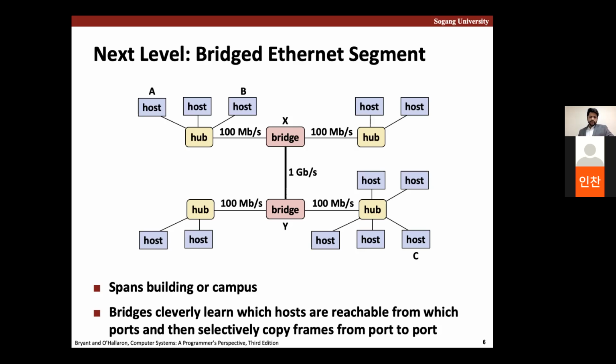Usually the bandwidth of the wires can be different for each bridge. For example, the bridge-to-bridge wire has 1 gigabit per second bandwidth, while the hub-to-bridge wires have a bandwidth of 100 megabits per second. The bridges are very clever, and they learn using distributed algorithms to selectively copy frames from port to port. They have intelligent algorithms built inside.